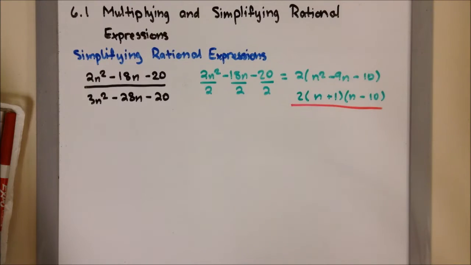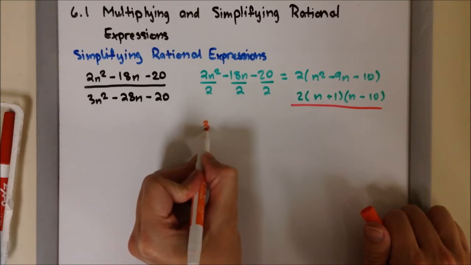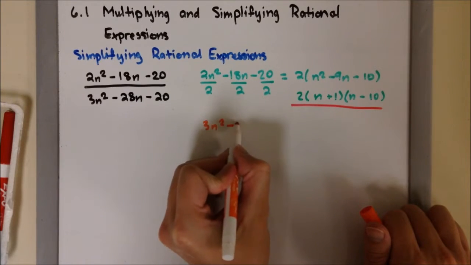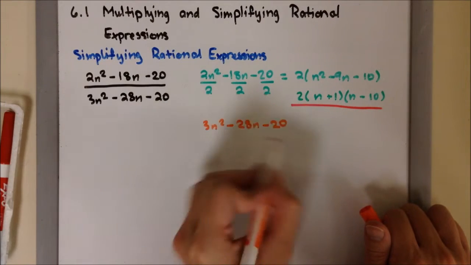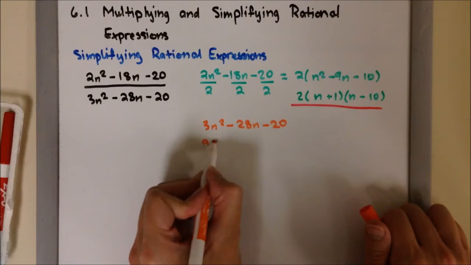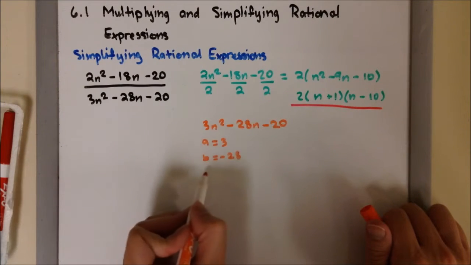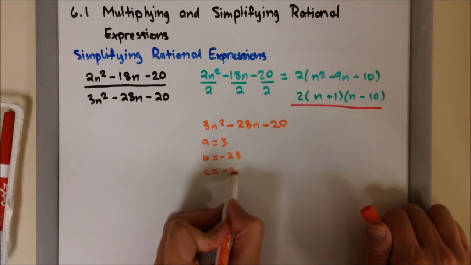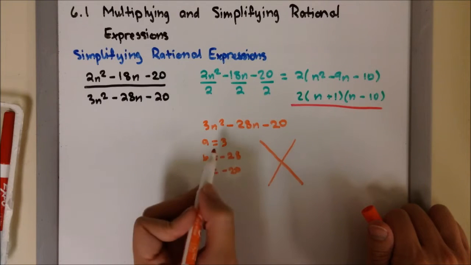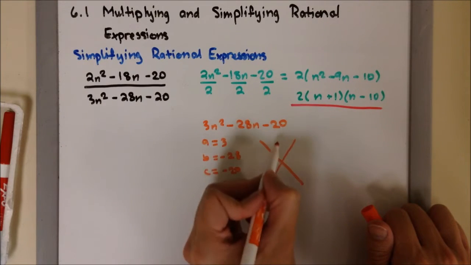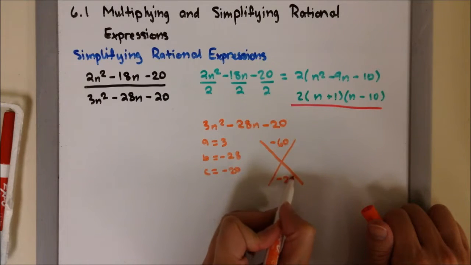Alright, let's take a look at the denominator: 3n squared minus 28n minus 20. This one I'm actually going to write out the whole process. On the top, 3 times negative 20 will be negative 60. And on the bottom, my b value is negative 28.